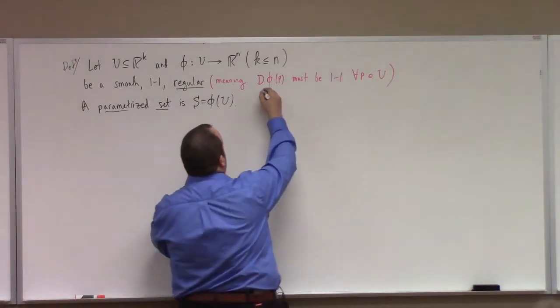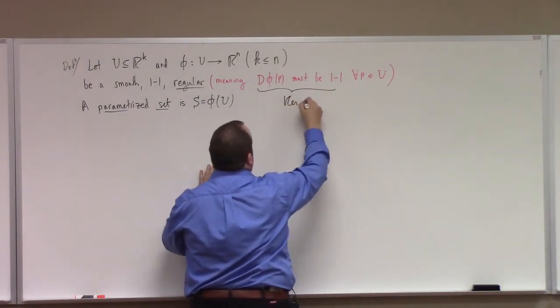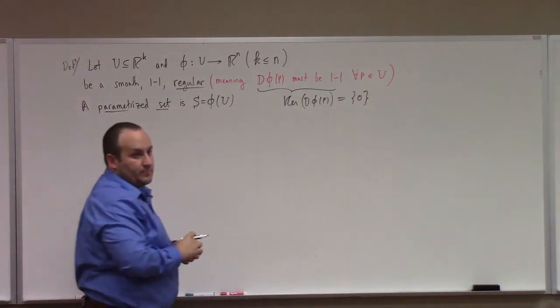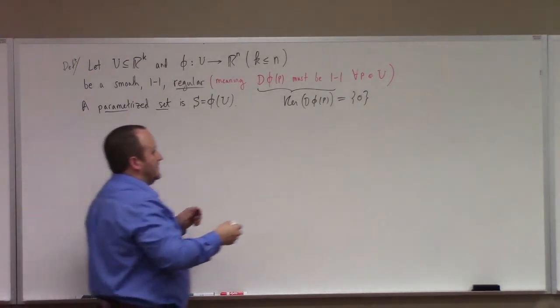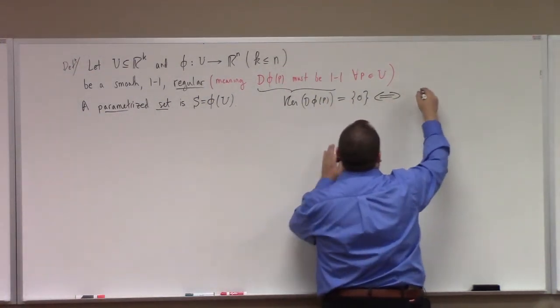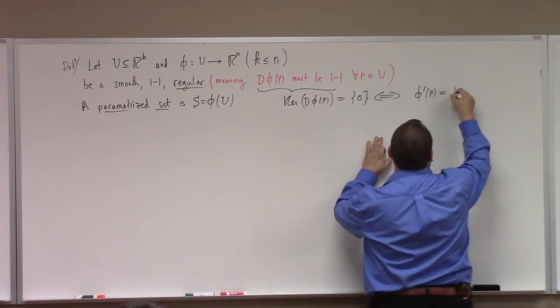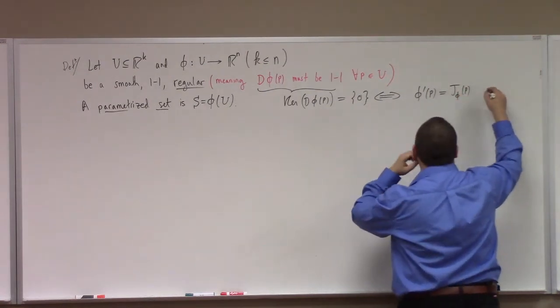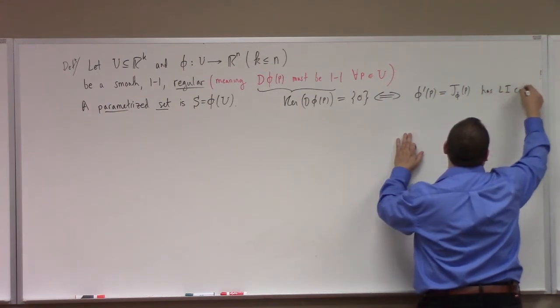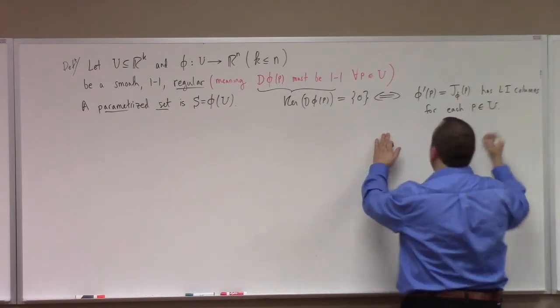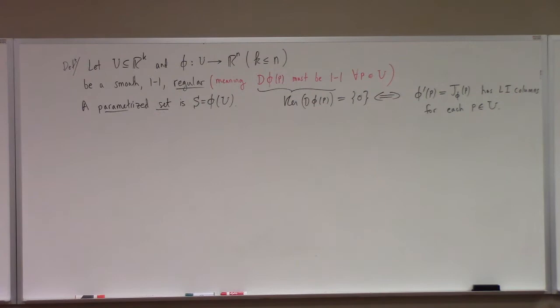So the kernel of d phi of p must just be 0, right? Equivalently, this is entirely equivalent to saying that if we look at phi prime of p in the Edwards notation, in other words, what I was calling before the Jacobian of phi at p, it has linearly independent columns, right, for each p in U. This is what we said before. So that condition is called regular.